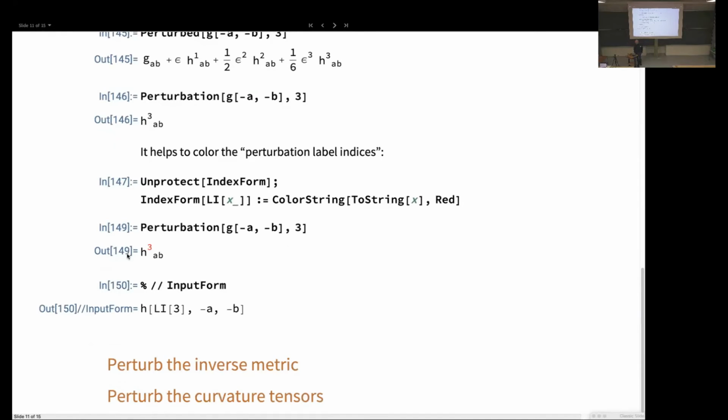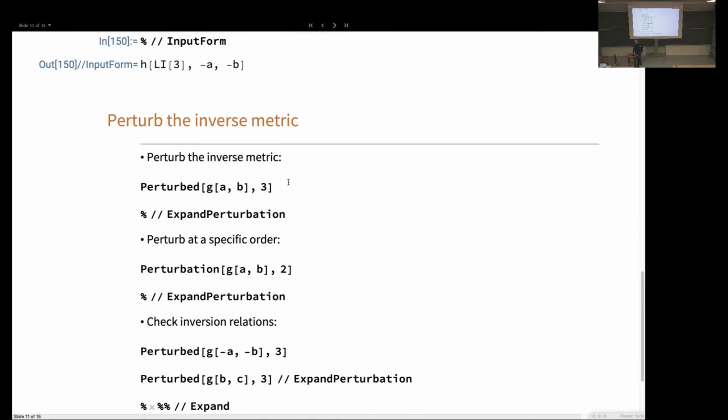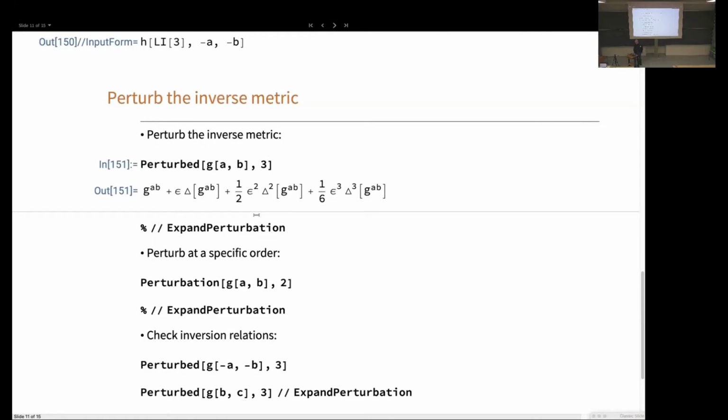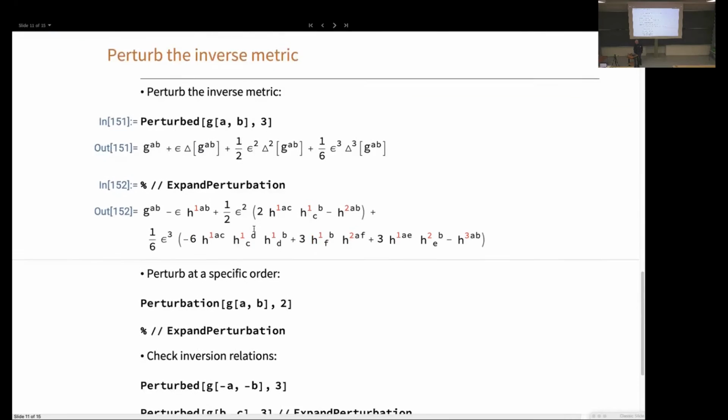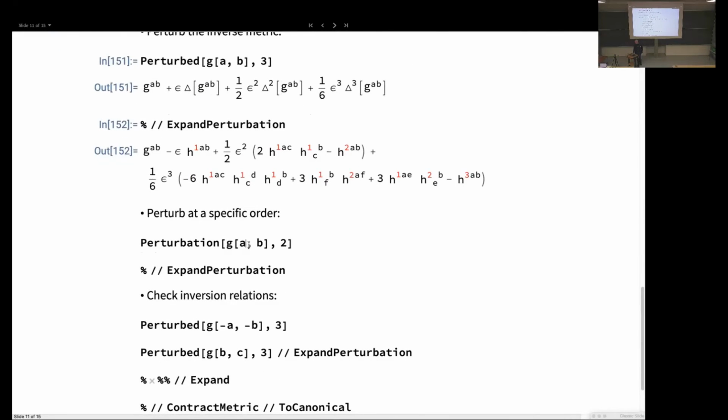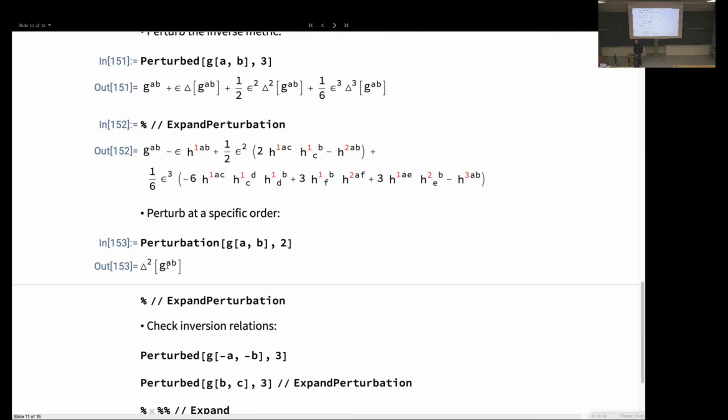Okay, this is just to add colors, because it's easy to confuse indices with perturbation orders. For example, what's the perturbed metric to 3rd order? That will be that expression. Or we can perturb the metric to 2nd order only. That will be this expression here.